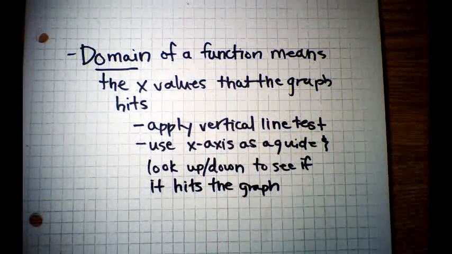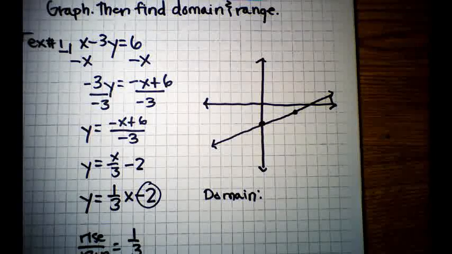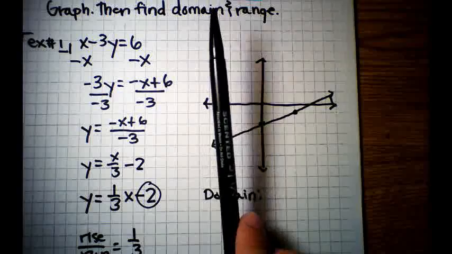Okay, so domain of functions just means all the acceptable x values, meaning the x values that the graph hits. We're going to use the vertical line test right now. So let's go back to example number 1. Alright, we are back into example number 1. So let's use the vertical line test. Remember, vertical line is up and down.